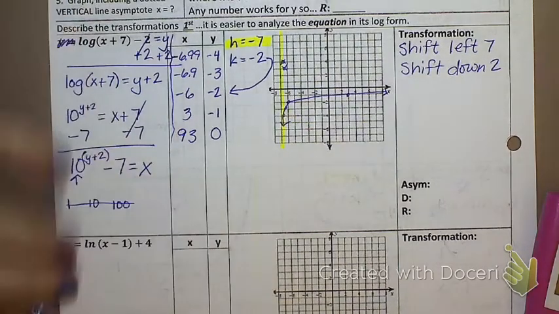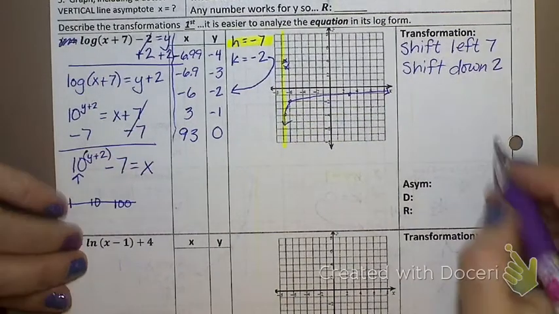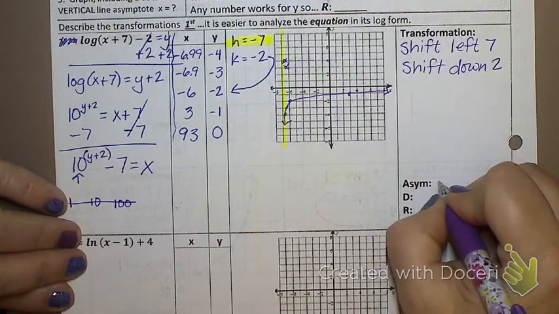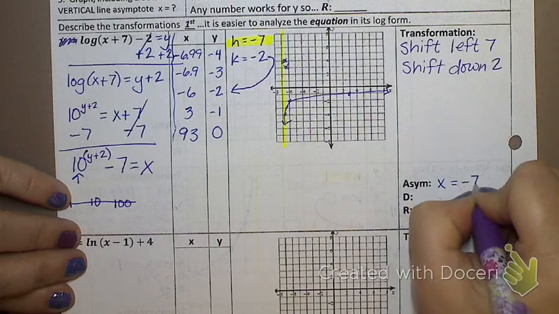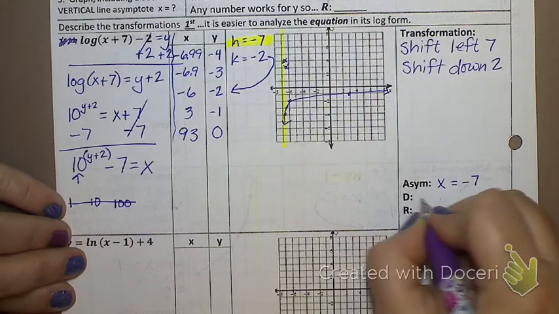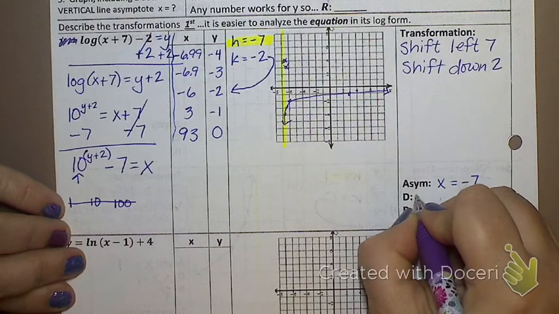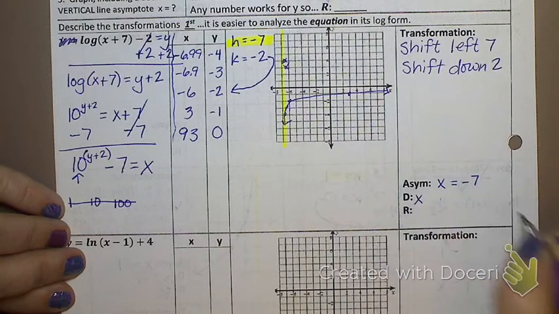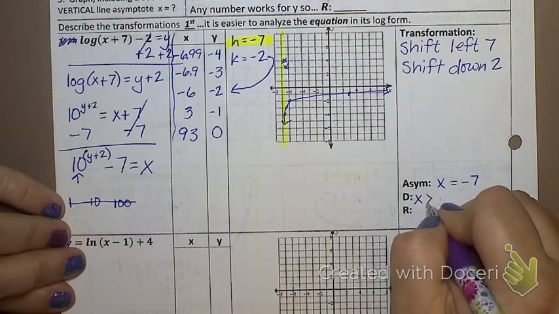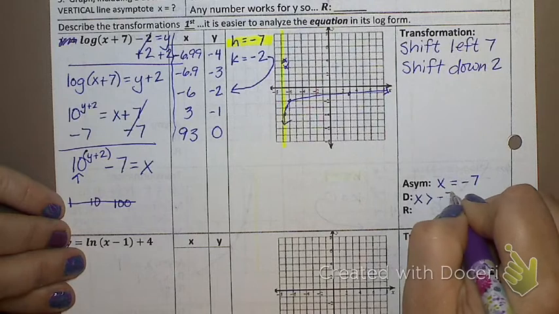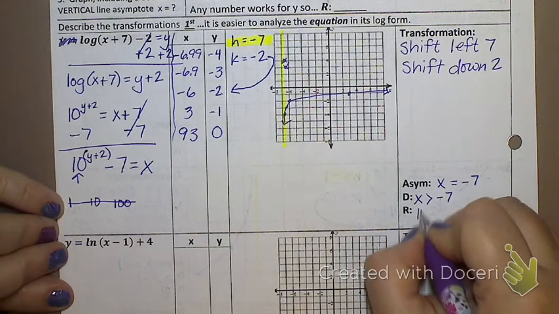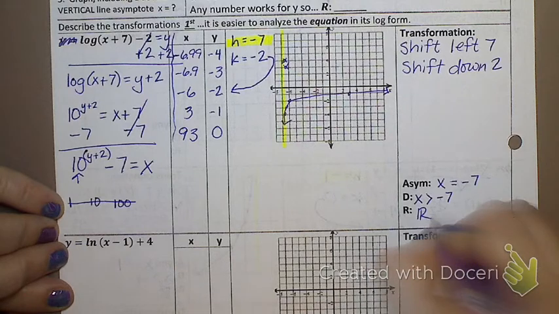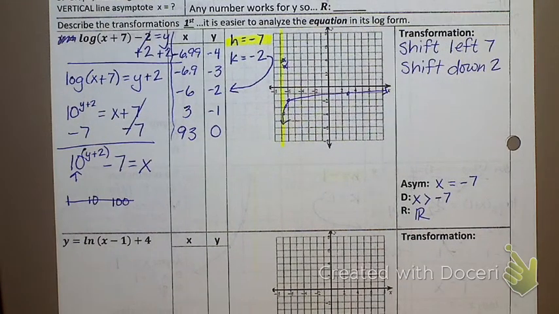Does that make sense? What's my asymptote? X equals -7. What's my domain? X is what? Greater than... greater than what? -7, my bad, I'm on the other column. -7. And what's my range? All the numbers. All real numbers. So? All right.